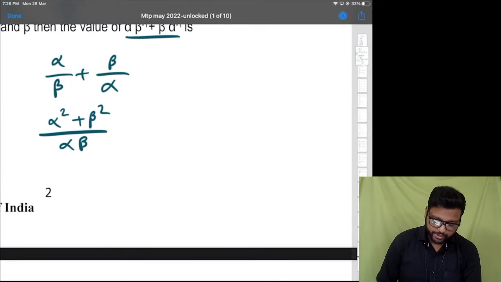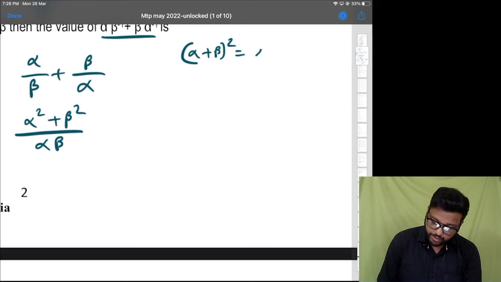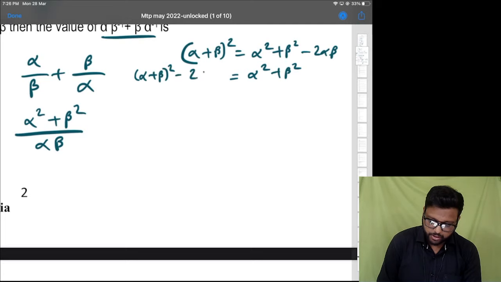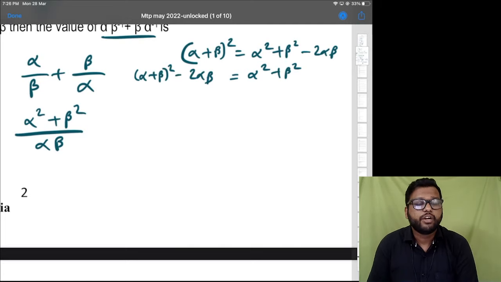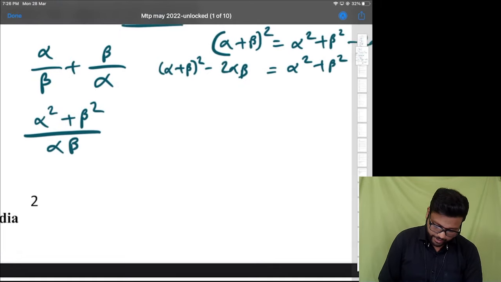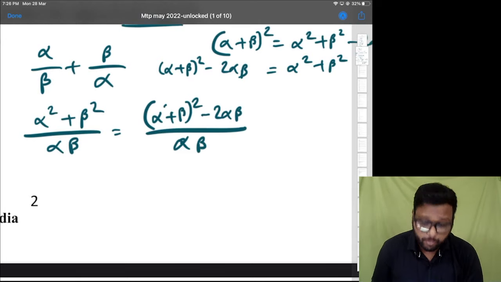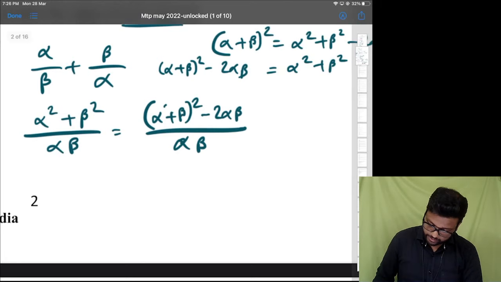If you know some basic formulas, then what is formula of alpha plus beta bracket square? It is alpha square plus beta square minus 2 alpha beta. Okay, that means, can I rearrange it and write alpha square plus beta square is equal to what? Alpha plus beta bracket square minus 2 alpha beta. Correct? That means that numerator of this expression we can write as alpha plus beta bracket square minus 2 alpha beta upon alpha beta. Why? Because now we have, understand, just a second.